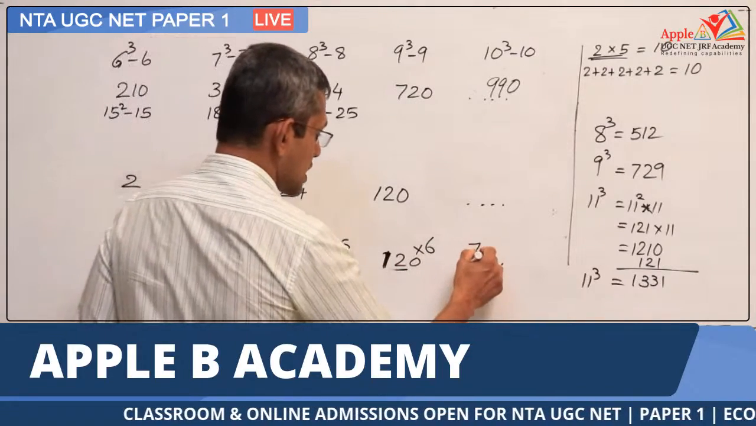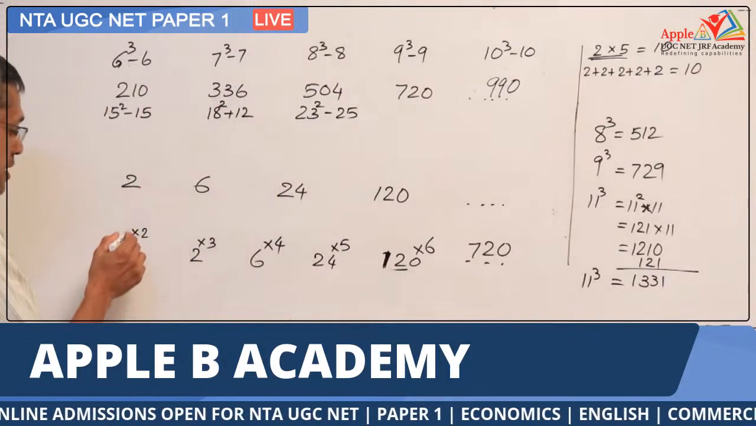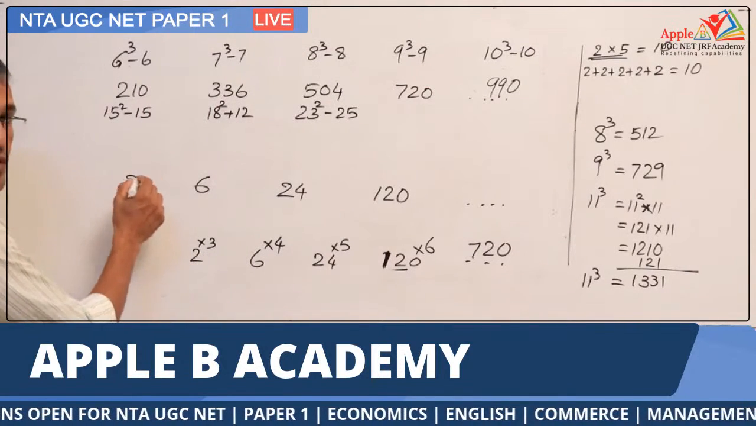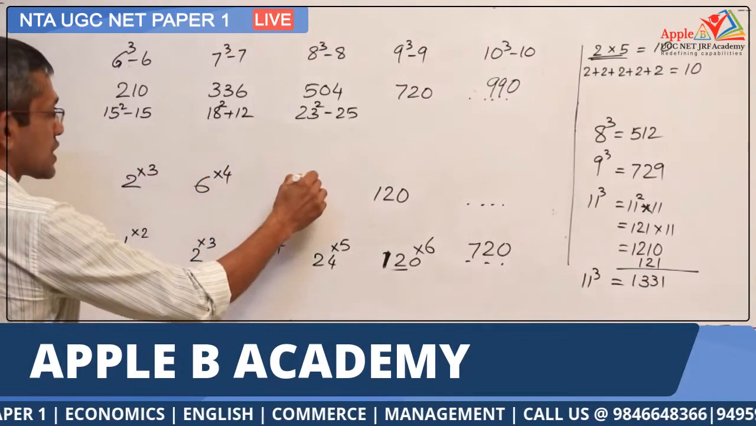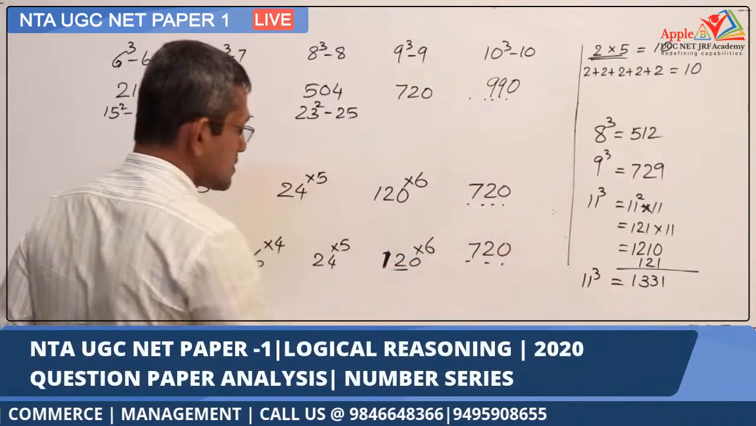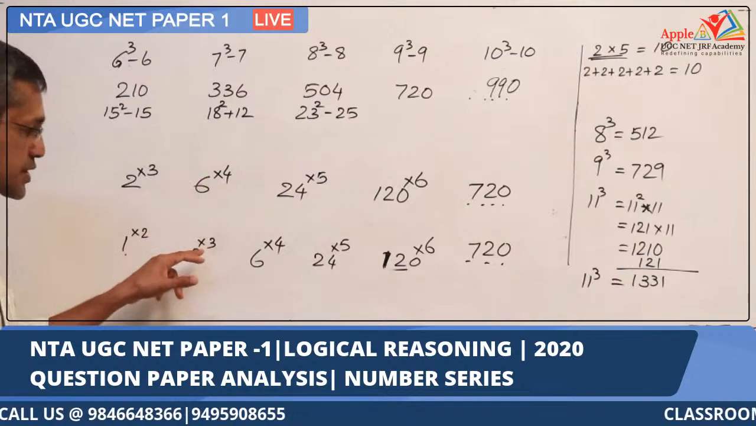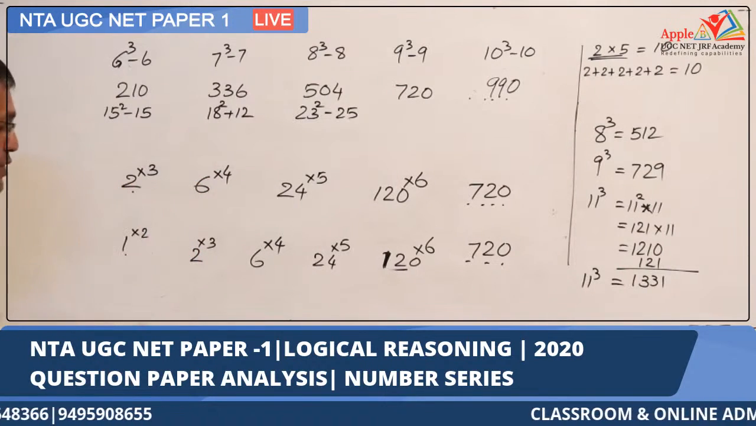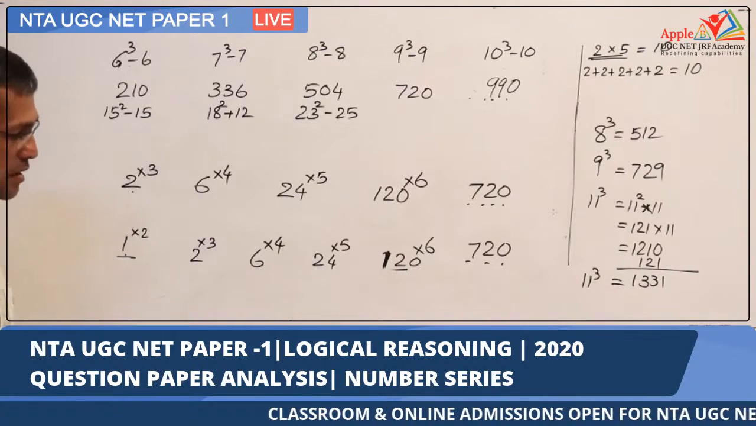So the pattern is what? I mean, the answer is what? 720. That's a similar pattern here. The number 1 is missing here, but it's starting from what? 2. Started from 2. 2 into 3, 6, 6 into 4, 24, 24 into 5, 120, 120 into 6, 720. Well, pretty much these two number series are the same. Only thing, this one started from 2, this one started from what? 1. That's the only difference.